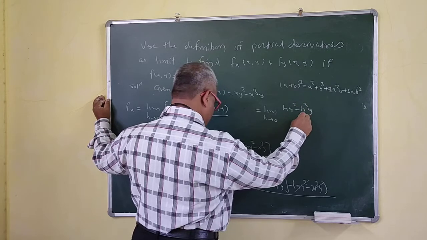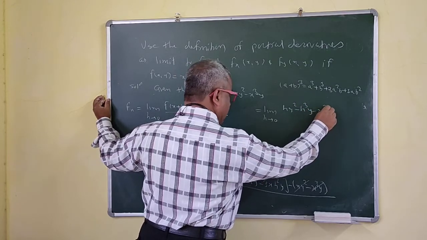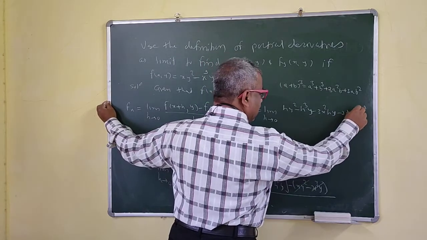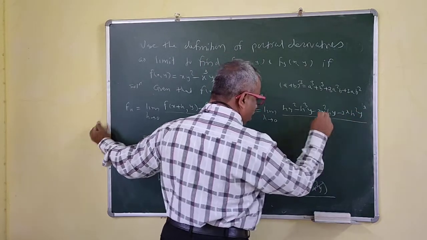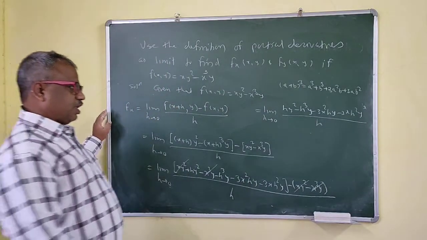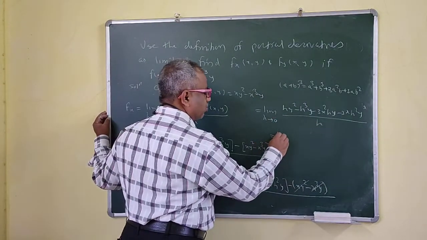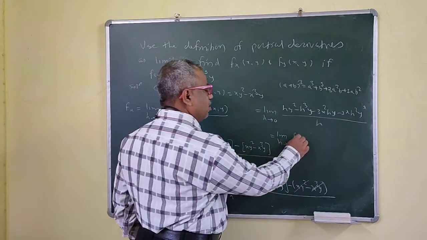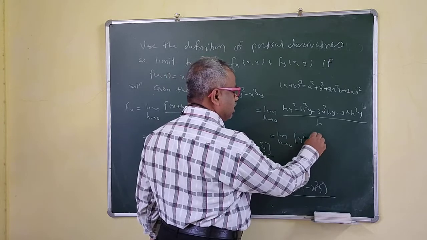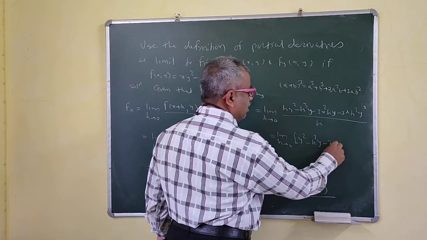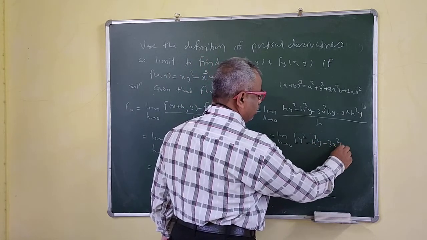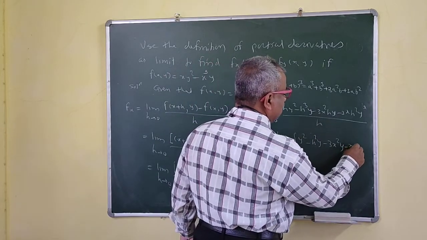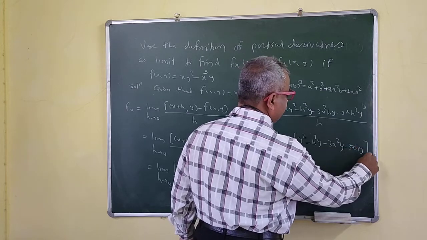h cube y minus 3x square hy minus 3x h square y. Now see here, all terms contain h, right? So now we divide each term by h, limit h tends to 0. Divide by h. So what we get? h square y minus h square y minus 3x square y minus 3 h y. The h gets cancelled.